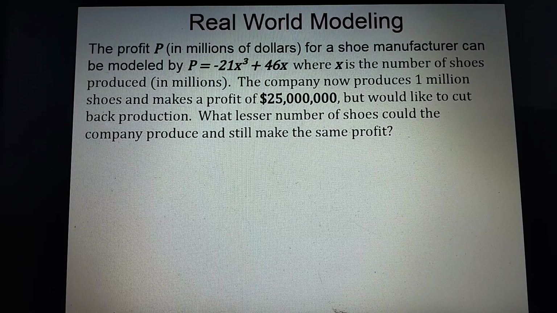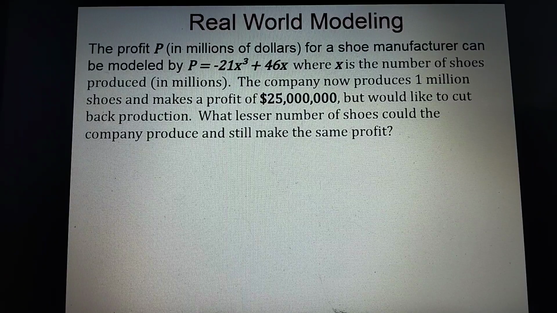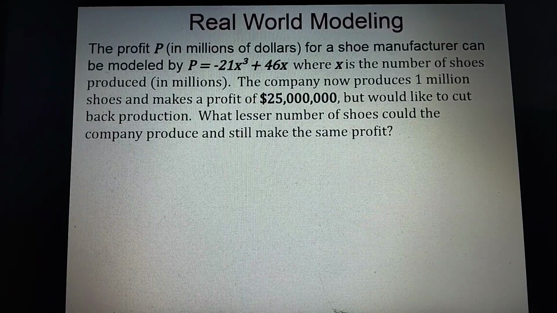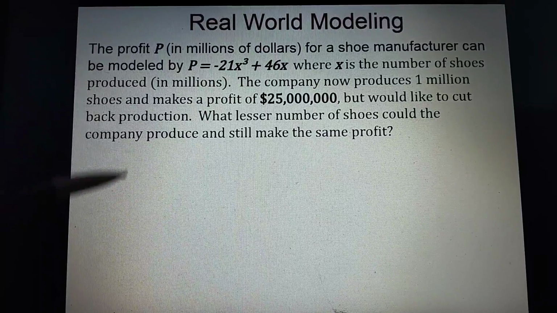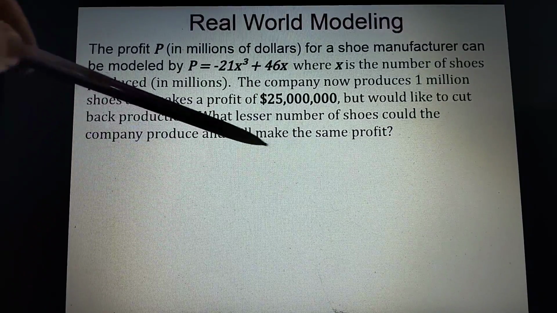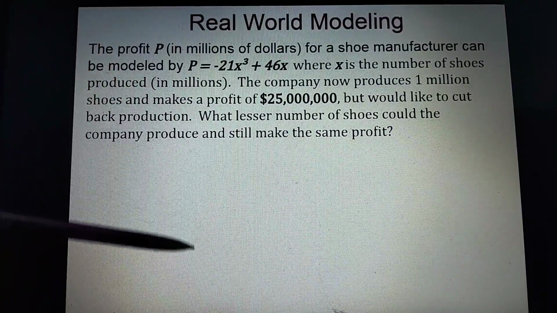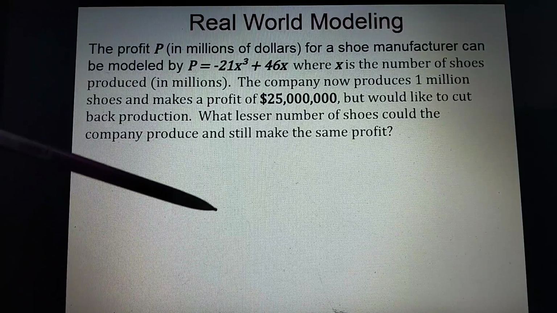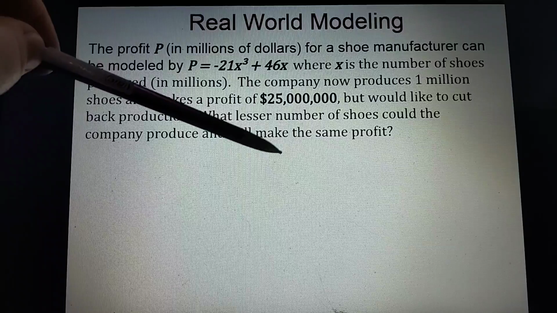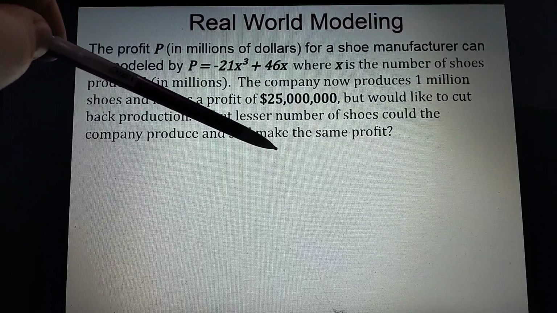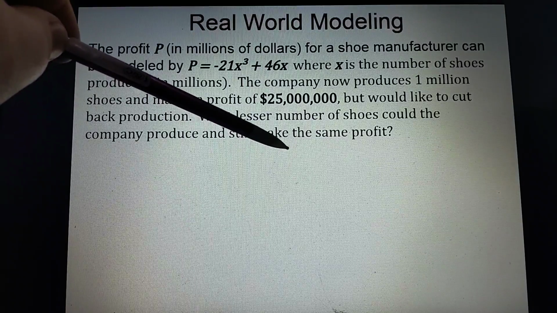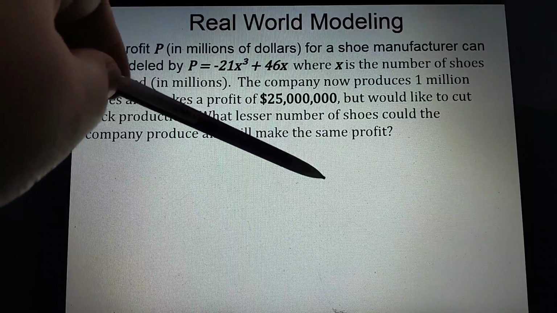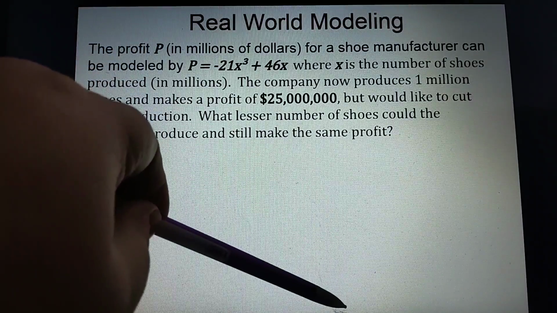But it would like to cut back production. What lesser number of shoes could the company produce and still make the same profit? Remember that profit always works in that parabola form. As you raise the price, you can keep selling more and more. At some point, the price is going to get as high as people are willing to pay. After that, if you raise the price, then what you sell starts going down.